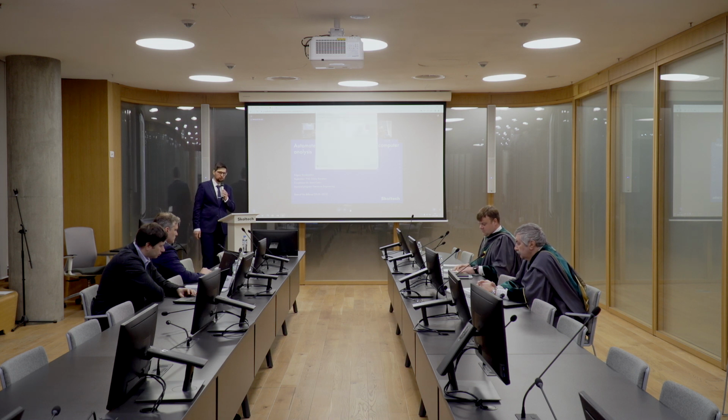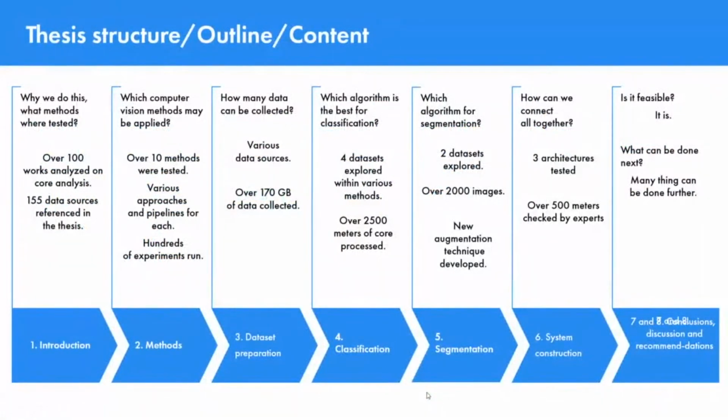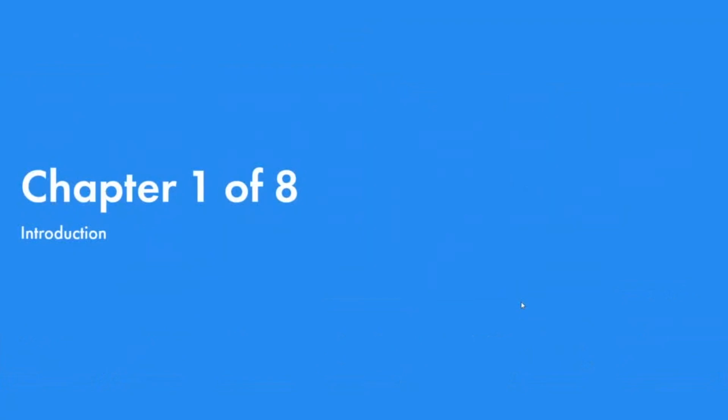Today I will tell you about my research results on automated core description based on computer analysis. We'll talk first about the research which we can find in the field. Then we will switch to the methods which could be applied for geology description from computer vision, then how the data could be collected, and about the classification and segmentation algorithms which were applied during the research, and about the system construction, which includes both algorithms for segmentation and classification. In the end, we will go through conclusions and switch to discussion and recommendations for future research.